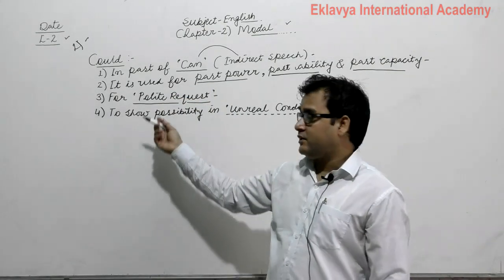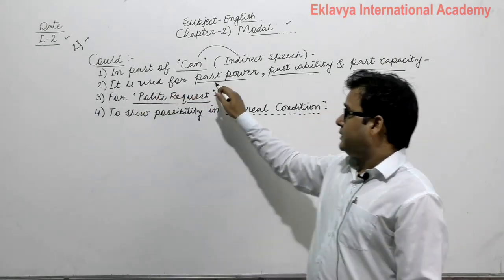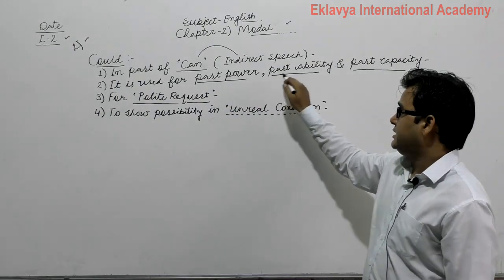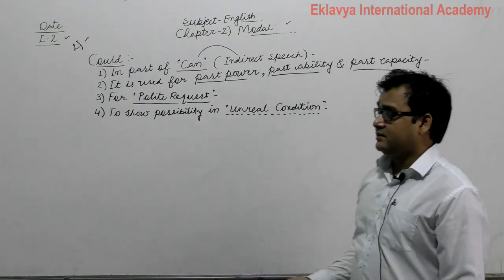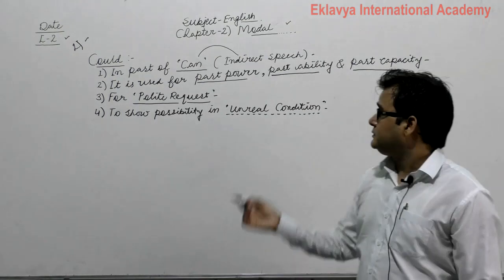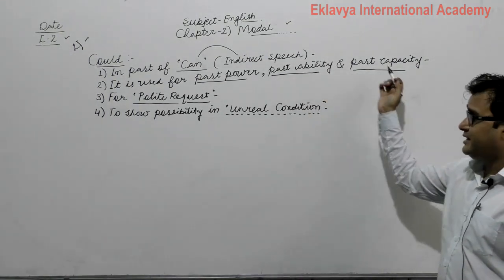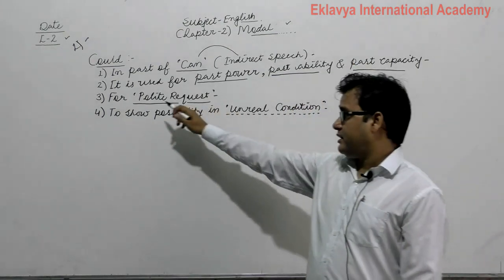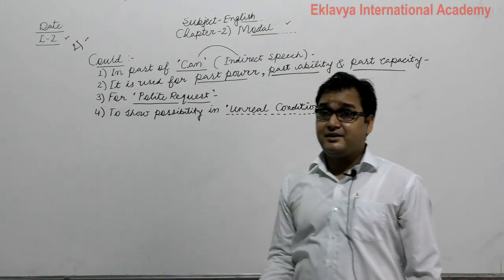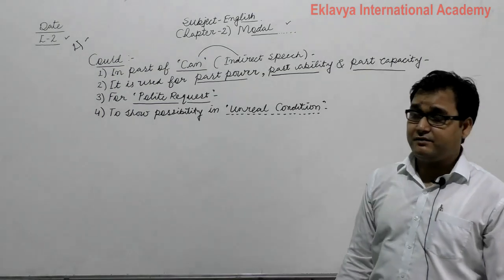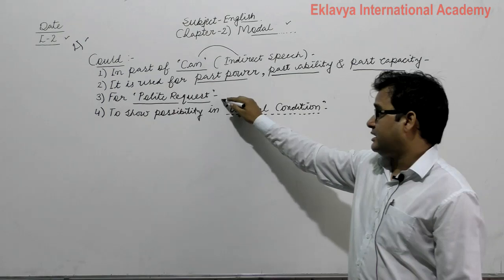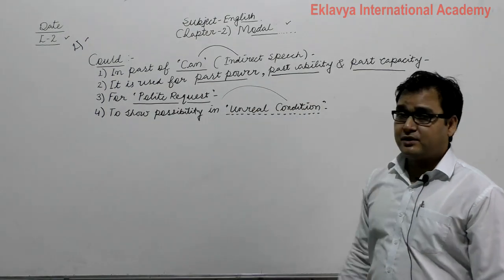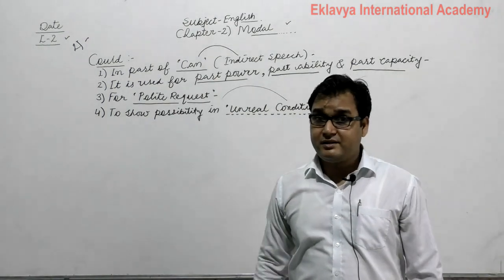We'll have examples, don't worry. Just like can, it is used for past power, past ability, and past capacity. If there is a situation or condition of past power, past ability, and past capacity, we'll use could. Okay. For polite request, for vinamr prarthana ke liye, we also use could.